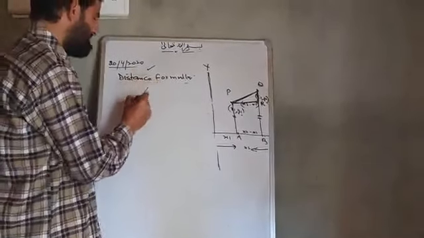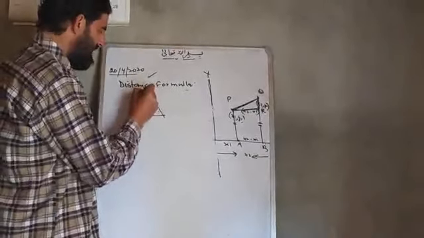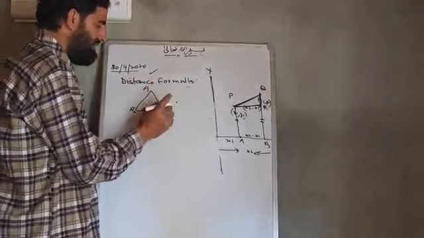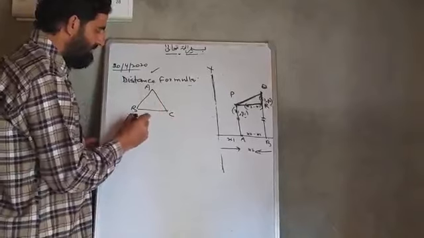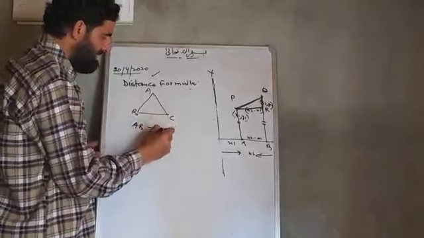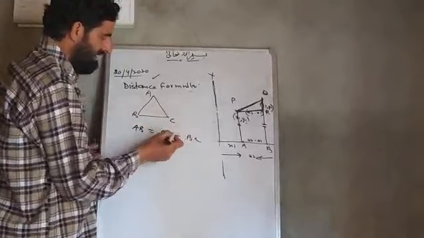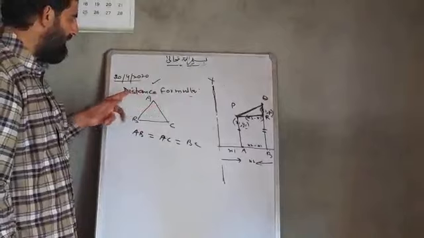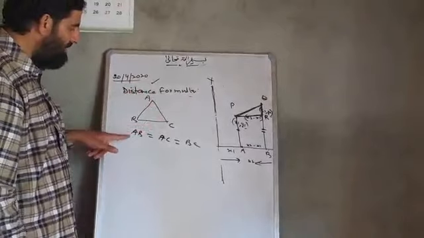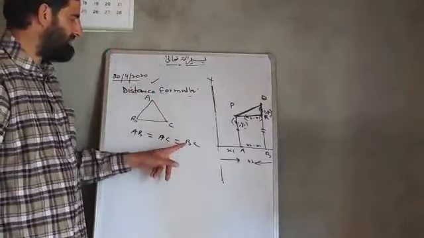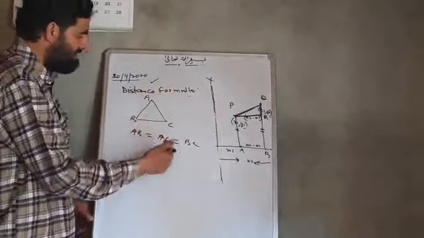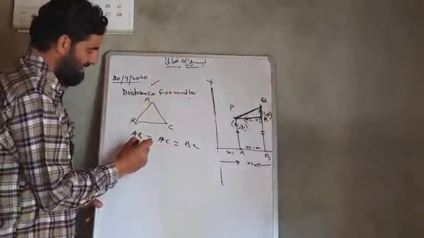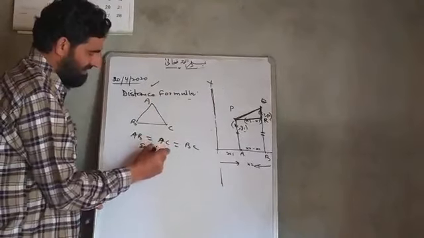If the coordinates of A, B, and C are given, and when we apply the distance formula AB comes equivalent to AC and that is equivalent to BC, that means all sides of this triangle are equal. Then it is called a what? Equilateral triangle. Equilateral triangle.